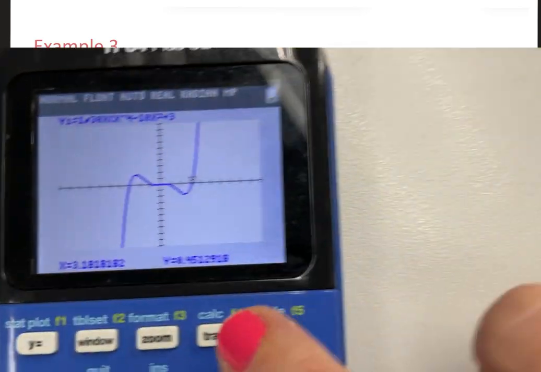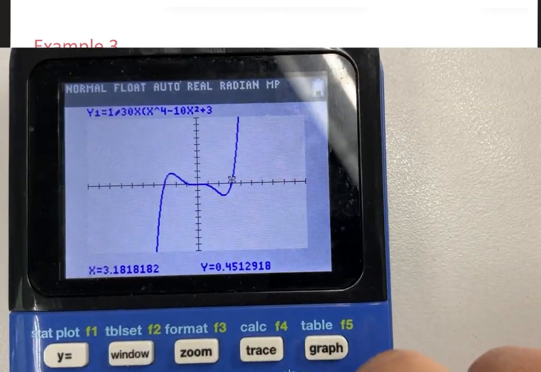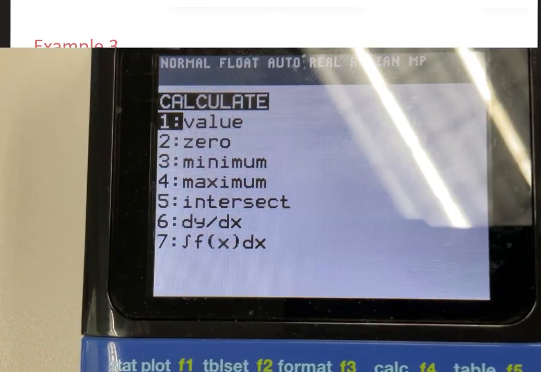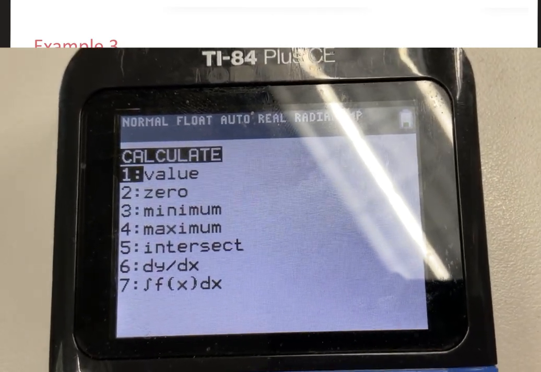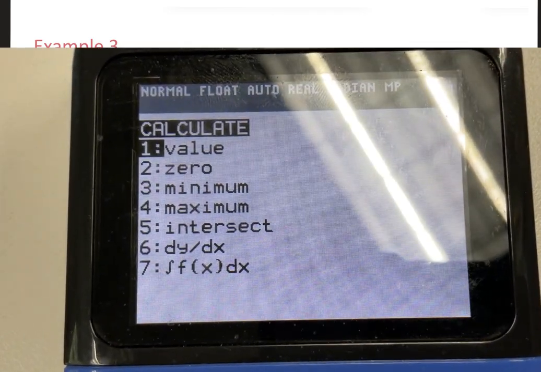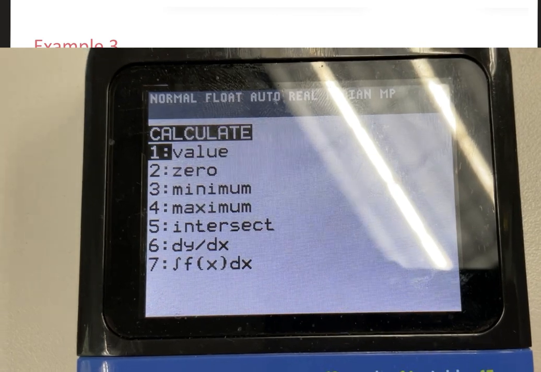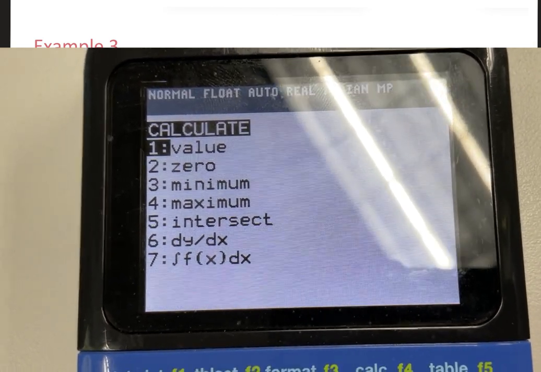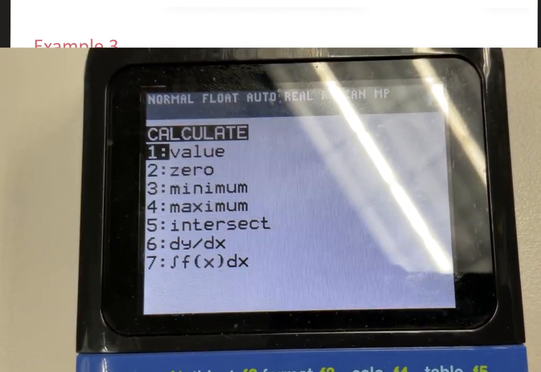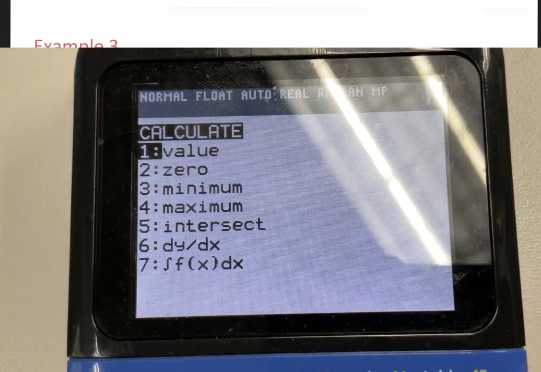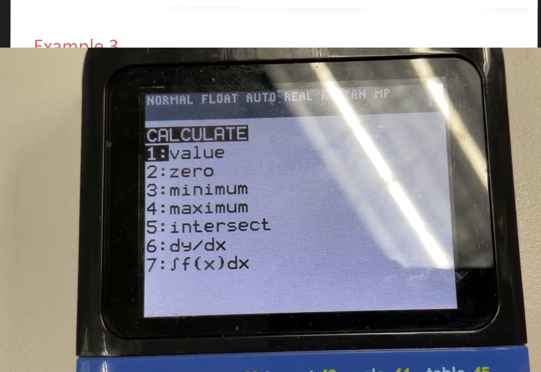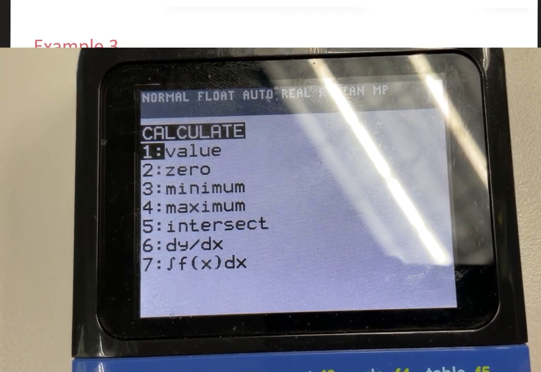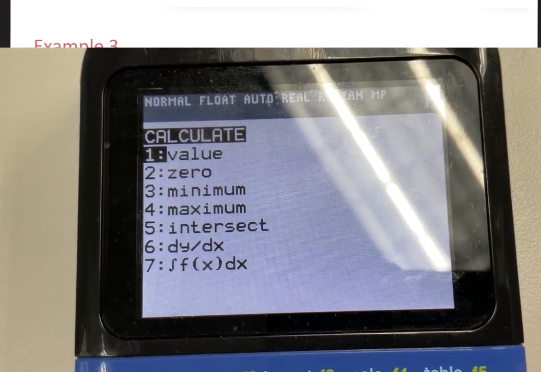Okay, so now we're going to find all those little guys. And the way we do that is we go second trace. This is probably the most important menu on your calculator. It is for sure for graphing. This has value, 0, min, max, intersect. We're going to use everything by the end of the year. Today we're going to do value and 0. So a 0 is the same thing as an x-intercept. Those mean the same thing. 0, root, solution, intercept, x-intercept, all the same thing, okay?